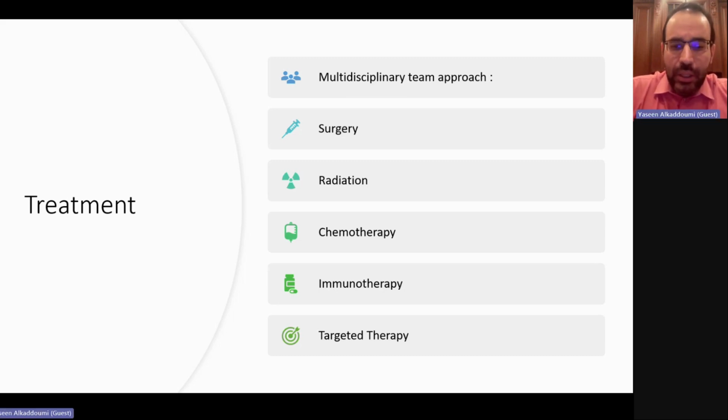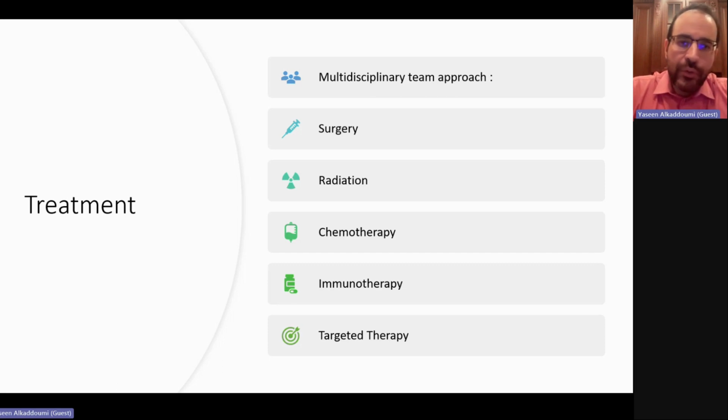And each patient is different. Each cancer is treated differently. Each stage of the cancer is treated differently, and each patient actually is different because the pathology, the tumor profile is different. So, for instance, a patient with esophageal cancer or rectal cancer that are locally advanced, we treat with upfront radiation and chemotherapy to shrink the tumor, then followed by surgery.